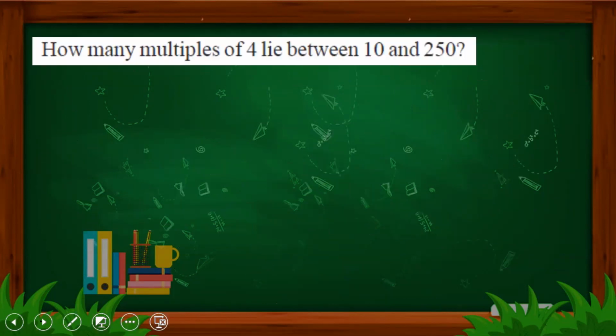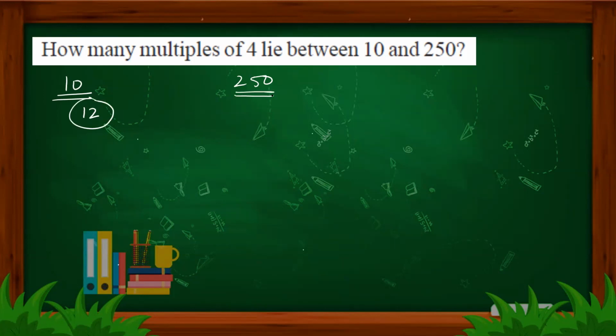Okay, so now moving on, again the same type of question, but here the ranges are different. It says how many multiples of 4 lie between 10 and 250. So we are starting with 10 and we are ending with 250. Let's see the number which starts from 10. Is 10 a multiple of 4? No. 11? No. 12? Yes. So 12 is the first multiple of 4.